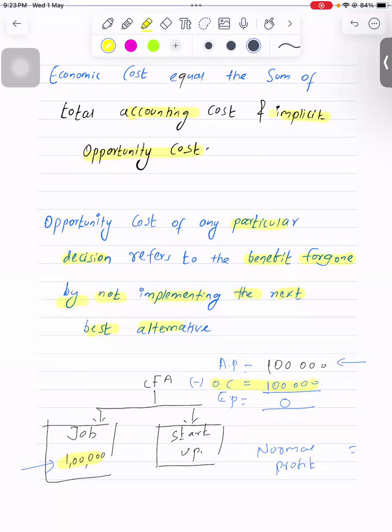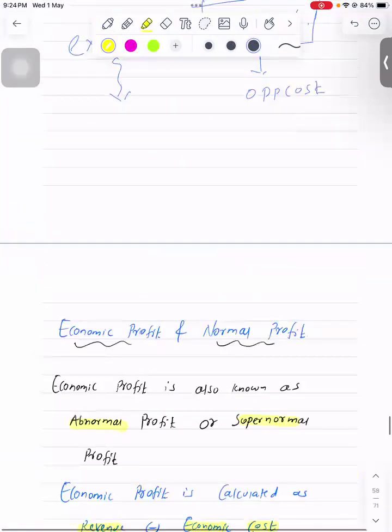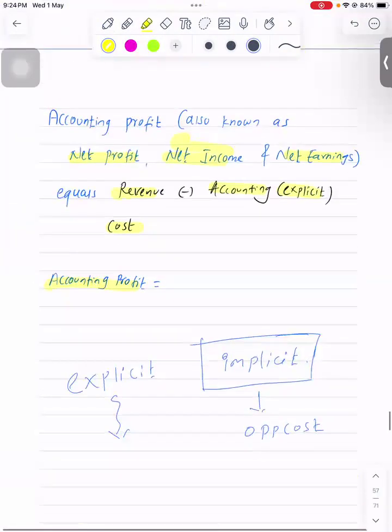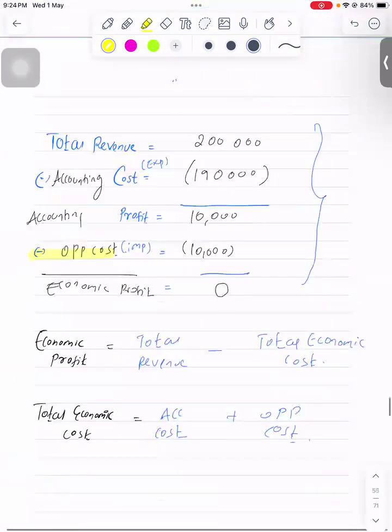Like 2 slides earlier, you were telling us about economic cost, wherein the formula was accounting cost plus opportunity cost. Here we are talking about economic profit. I'm just confused between these two things.